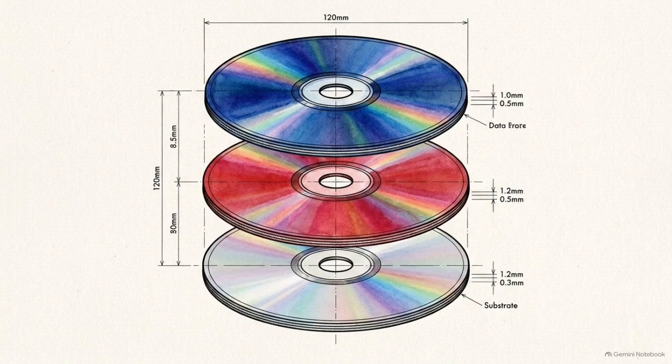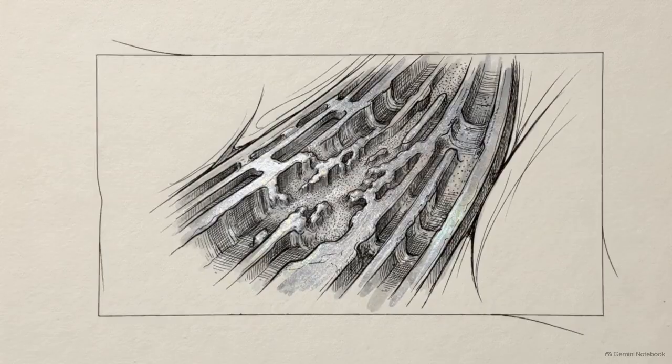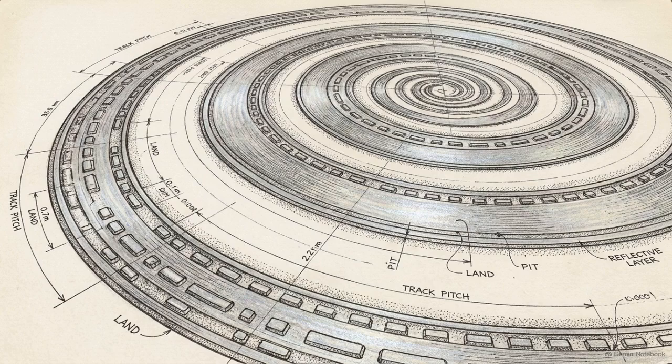To fit that much more information onto the exact same surface area, engineers had to find a way to pack data into a microscopic geography. If we zoom down past the visible surface, straight to the physical data layer, the mirror finish disappears. In its place is a single, incredibly long spiral track, wound tightly around the center of the disc.